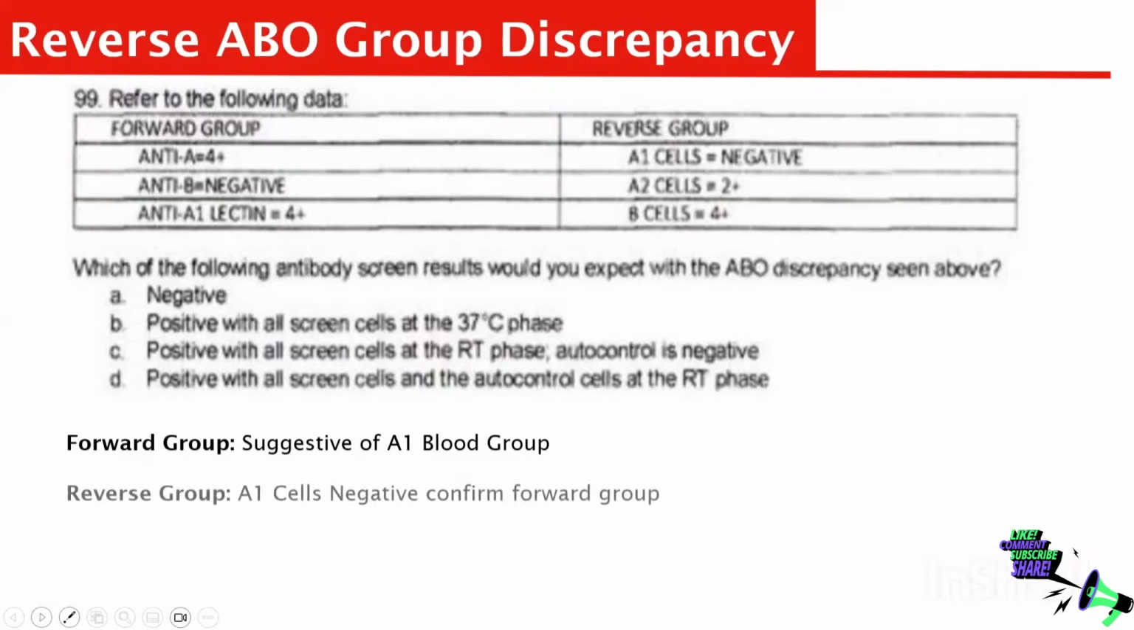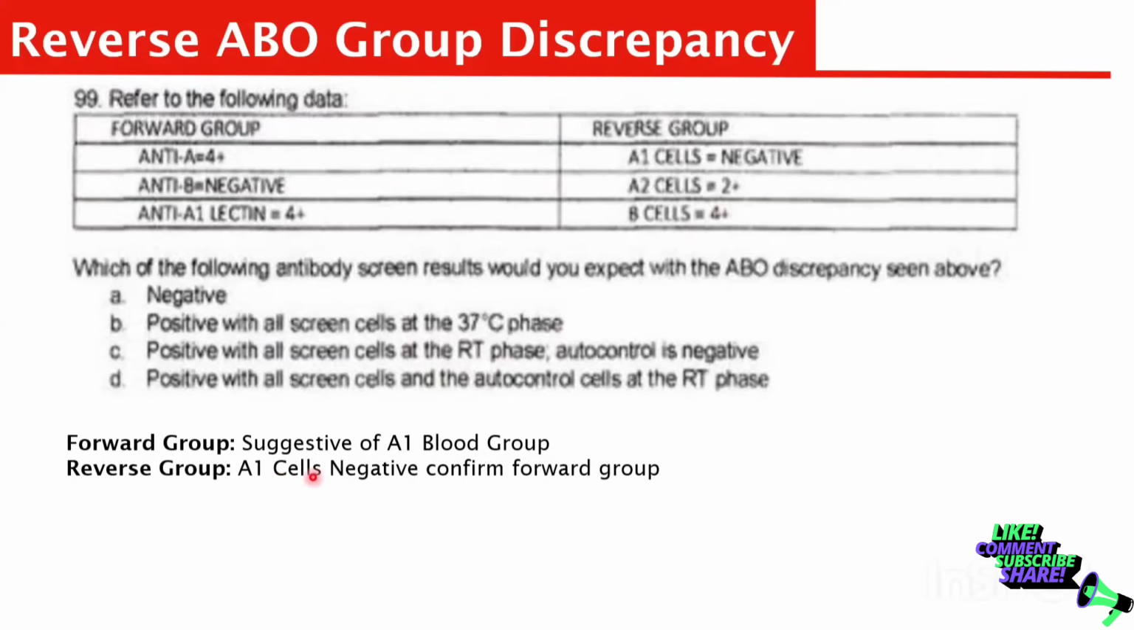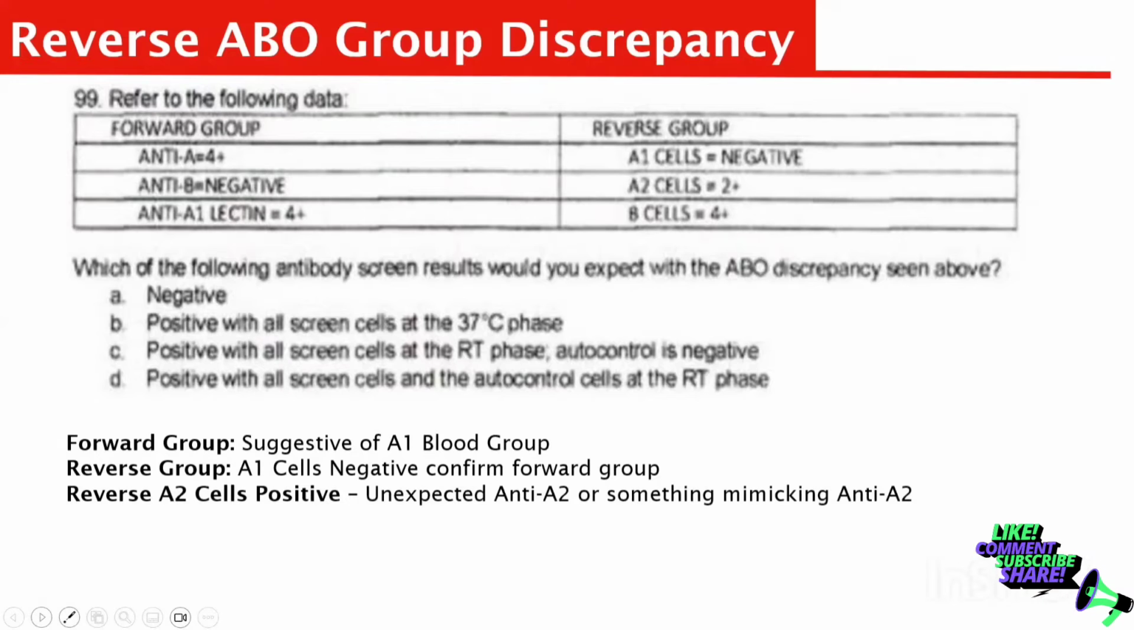Now again, you look at the reverse group. A1 cell being negative confirms the forward group. I already said that, because this A1 cell is negative here, it confirms that this person is obviously blood group A1. Because this B cell is strongly positive, it again confirms that this person is blood group A. But the problem here is the fact that the reverse, which is A2 cell, is positive.